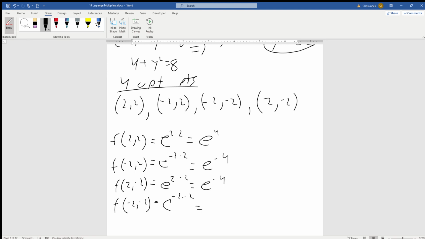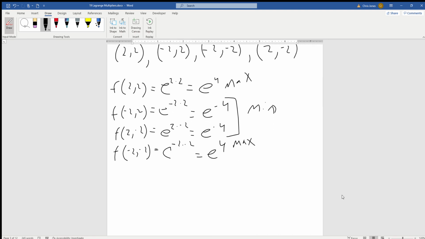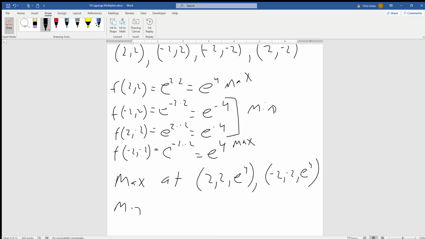So (-2, -2) gives e to the positive 4th. It looks like the maximum possible value, given the constraint, is e to the 4th power. It looks like the smallest possible value is going to be these values, so these are the mins. So what we can say is that there are maxes at the points (2, 2), e to the fourth, and (-2, -2), e to the fourth. There are mins at (2, -2), e to the minus 4, as well as (-2, 2), e to the minus 4.